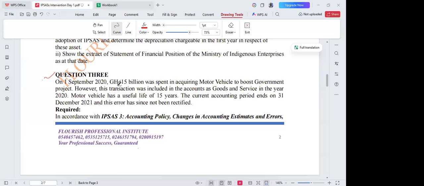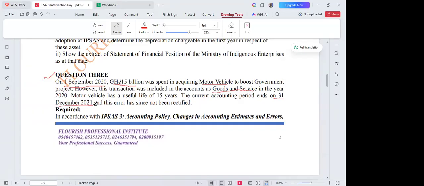So it's an error. The error was 15 million. They recorded 15 million, which was a motor vehicle, as an expense, as goods and services within the year. How do we rectify this error? For errors, you need to check whether the error relates to this year or a previous year. The error occurred on 1st September 2020, and our current accounting period ends 31st December 2021. So you can clearly see that this relates to a prior period.